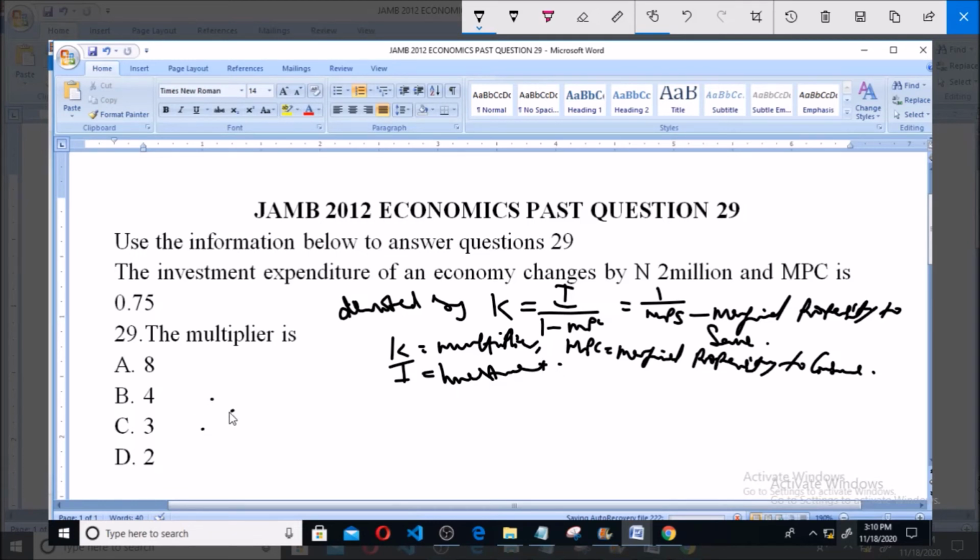So therefore, K equals 1 over 1 minus MPC, which is equal to 1 over 1 minus 0.75. 1 minus 0.75 is 0.25. So 1 divided by 0.25 is giving us 4, which is option B. So B is the right answer.